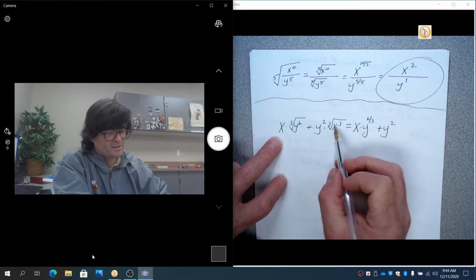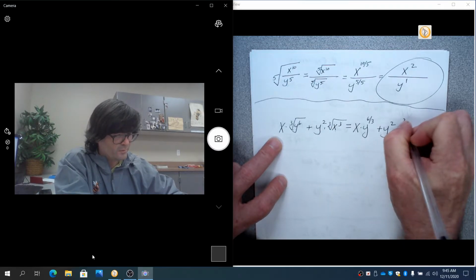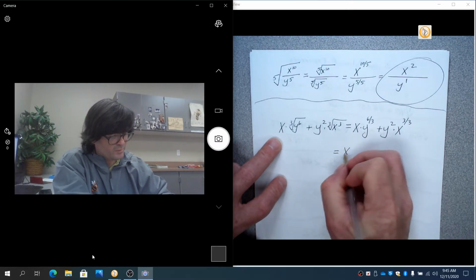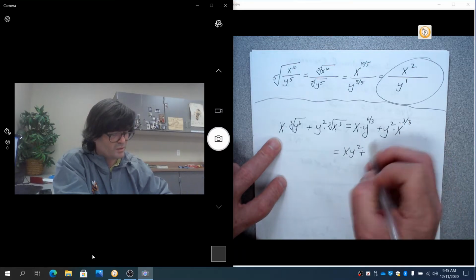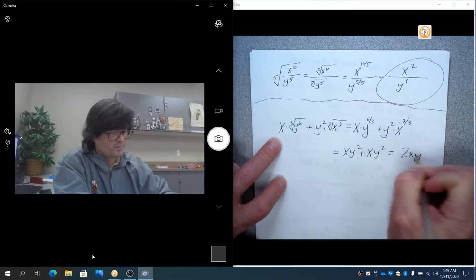And then we're going to have this as a power of 3, a root of 3, x to the 3 over 3. So 6 over 3 is 2, xy squared. And this is x to the 1, and that's y squared. So we actually have xy squared twice. So that makes 2xy squared.